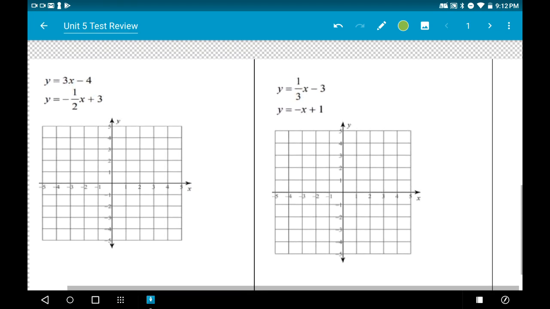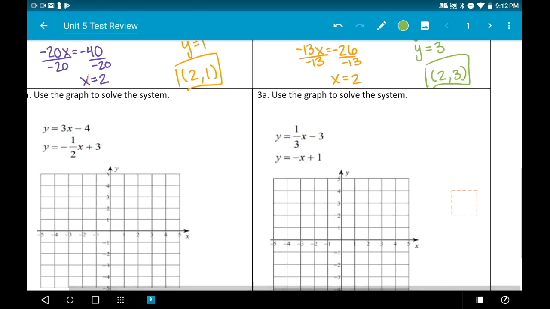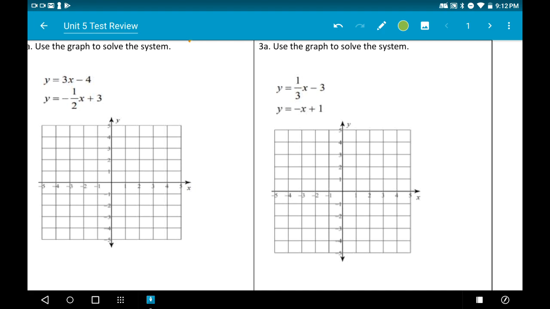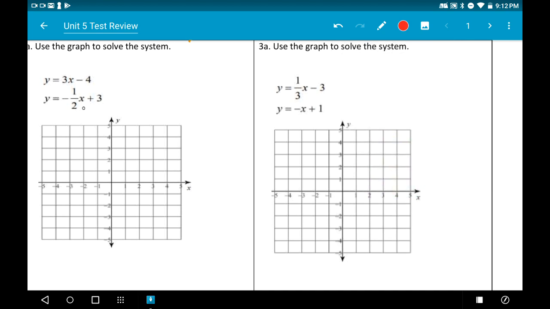Okay, now we're going to move on to 3, which is graphing, maybe. So on 3a, it gives us these two equations. We have y equals 3x minus 4 and y equals negative 1/2 x plus 3. So what we're going to do is we're going to graph both of these separately. So I'm going to start with this one right here. I'll do it in red. So we have y equals 3x minus 4. So that means our y-intercept for this one is a negative 4, so that's where I'm going to start.